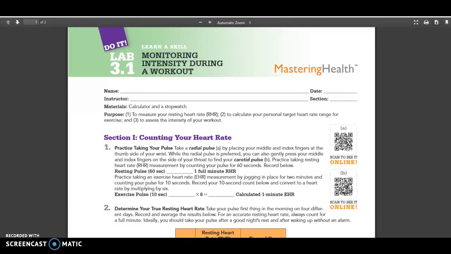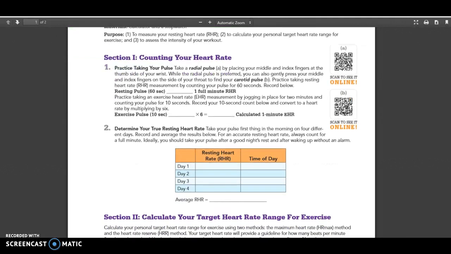This week you're going to perform your cardiovascular exercise program that has been approved by me, and you're going to do the assessments for resistance training and flexibility. So the first thing I want to show you is that on this lab that you are supposed to do this week, you want to make sure that you're getting your resting heart rate done as early in the morning as possible while waking up with no alarm clock.